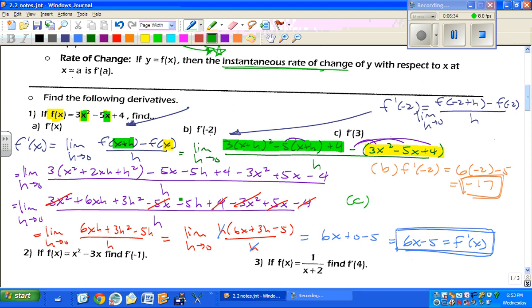And same with C. We don't have to go through all this work. May have been easier with numbers in there, but we don't want to have to do it twice, one for each of these. So now we find the derivative of f of 3 just by putting 3 into our function. 6 times 3 minus 5, we get 13.